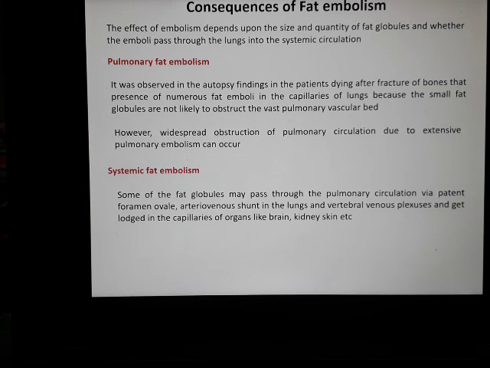In the next class I will complete this chapter by discussing gas embolism, that is air embolism, decompression sickness and amniotic fluid embolism.